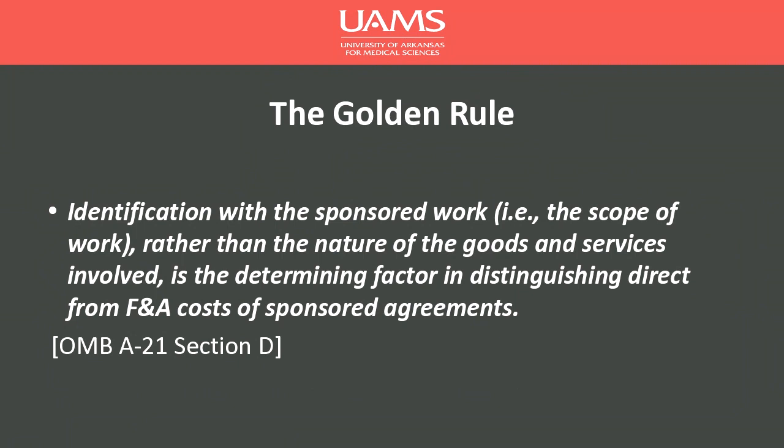The golden rule: identification with the sponsor of this work. Rather than the nature of the goods and services involved, the determining factor in distinguishing direct from indirect cost is the sponsor agreement. The golden rule is basically that we're doing our due diligence, that we have most things categorized into direct cost versus indirect cost. When there are unlike circumstances, we have documentation that we're following through, and we are being consistent as an institution. And the golden rule is, he who has the gold makes the rule. We want their gold, so whatever they say we have to do, we will do to get their gold.